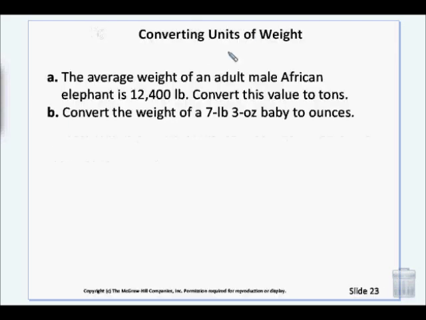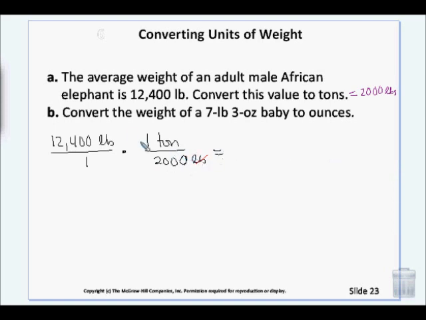All right, so the average weight of an adult male African elephant is 12,400 pounds, and we're going to convert this value to tons. From our chart, I have that 1 ton is 2,000 pounds. So I'm going to start with my pounds, and I'm going to multiply that by 1 ton over 2,000 pounds. My pounds will cancel, and I'm just going to multiply straight across on this one.